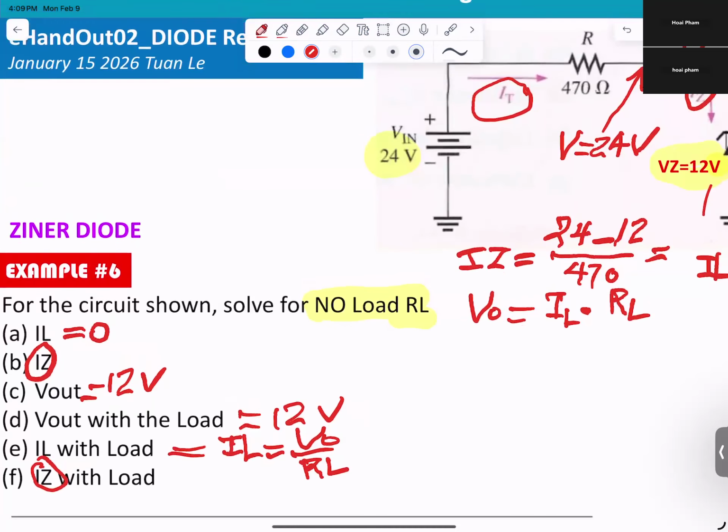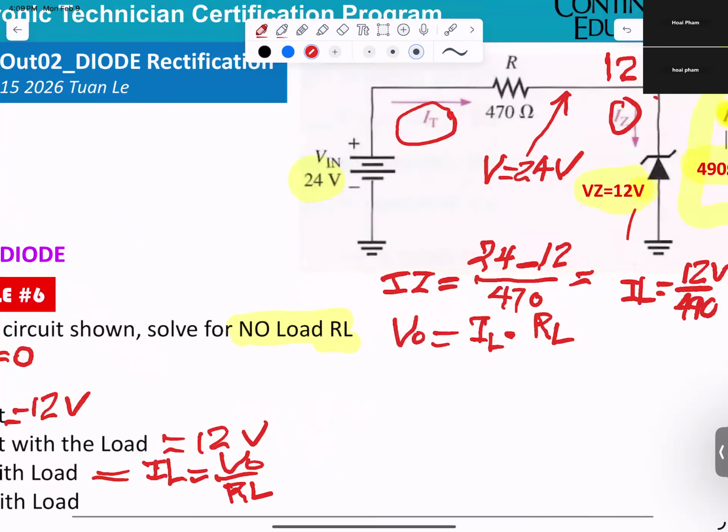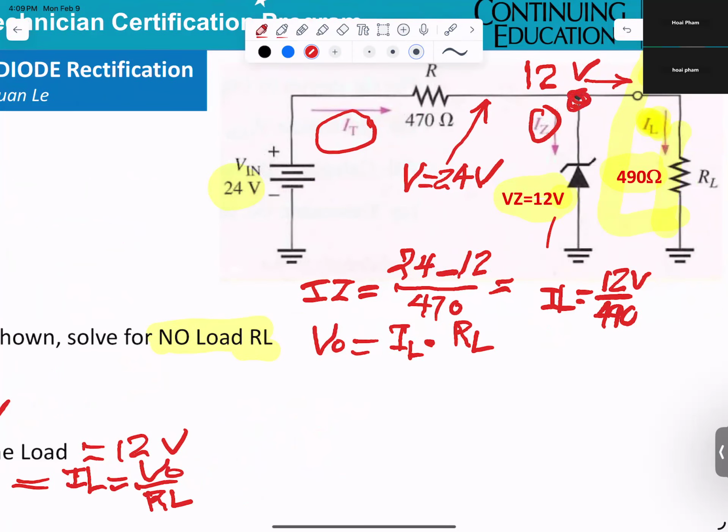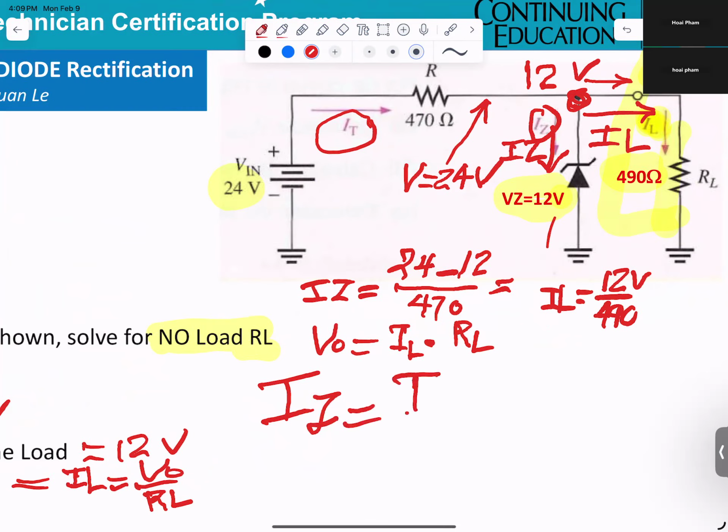Okay, so now you can see the total current I total when it goes up to this point. One goes here, IL. One goes down, IG. So IG equals I total minus IL.